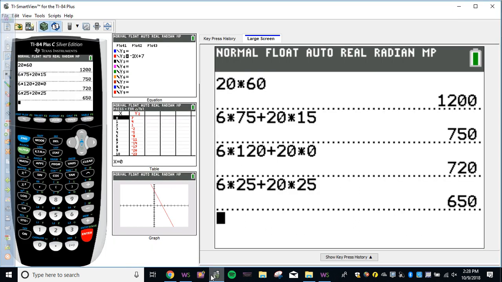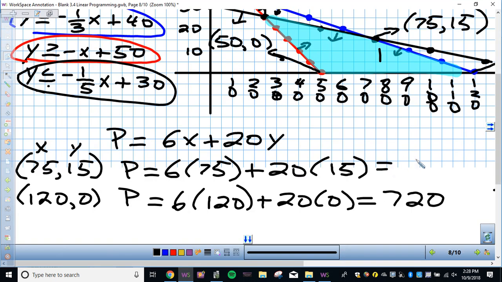So I did 6 times 75 plus 20 times 15 equals 750. And then the 6 times 120 plus 20 times 0 was 720. Okay? So this one equals 750.